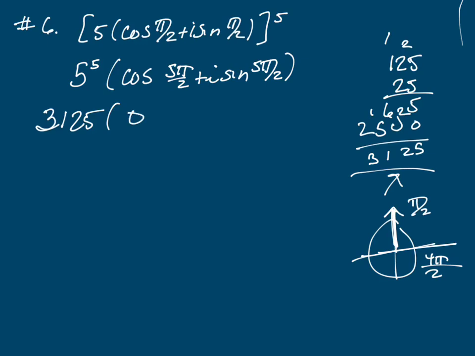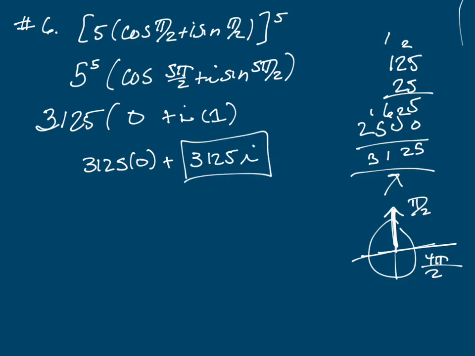So cosine 5 pi over 2 would be 0, plus I, and then sine 5 pi over 2 would be 1. So you get 3,125 times 0 plus 3,125 times I. So it's just 3,125 I. So that was number 5 and 6.